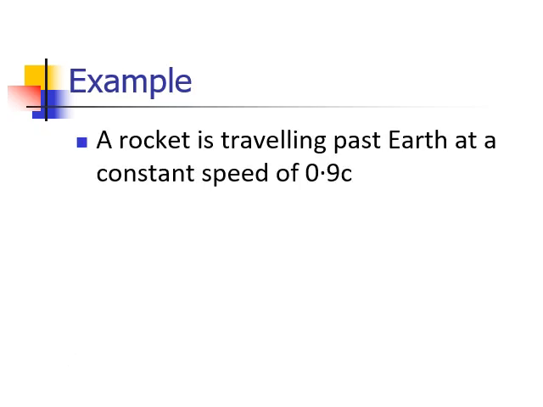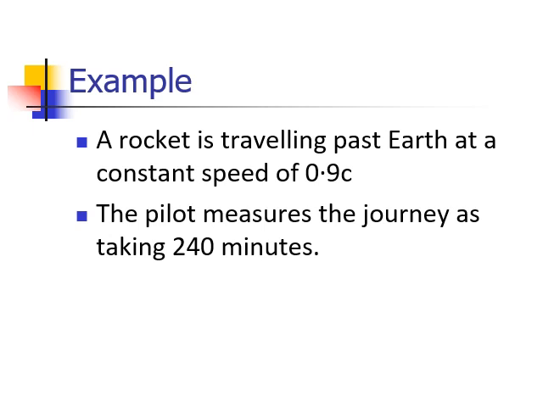So let's look at the case where a rocket is going past Earth and it's traveling at a constant speed of 0.9 times the speed of light. So this is 90% of the speed of light. And the pilot on the rocket here measures that the journey takes 240 minutes. And we're asked to work out how long it is going to take from the point of view of an observer looking at this rocket that's traveling at 2.7 times 10 to the 8 meters per second.